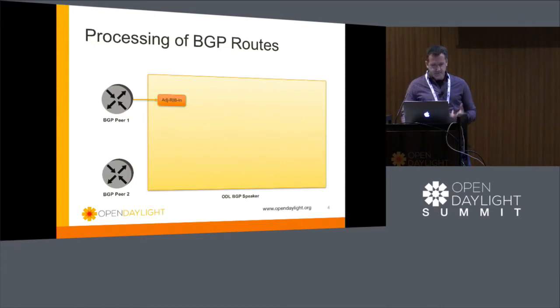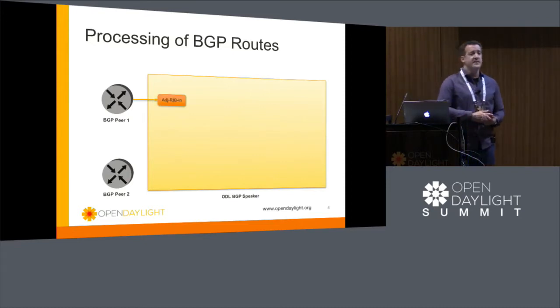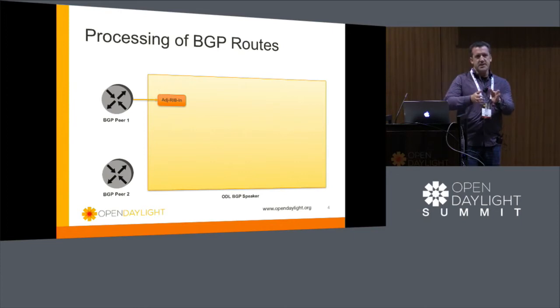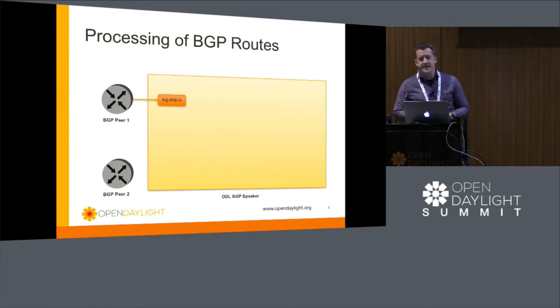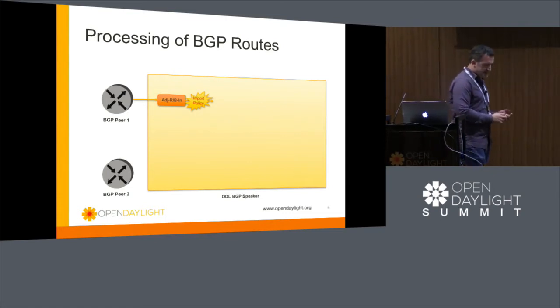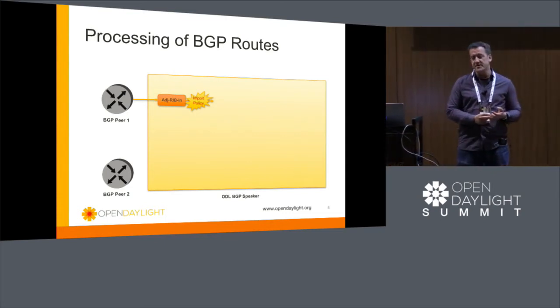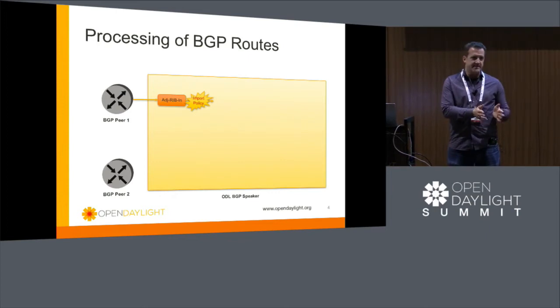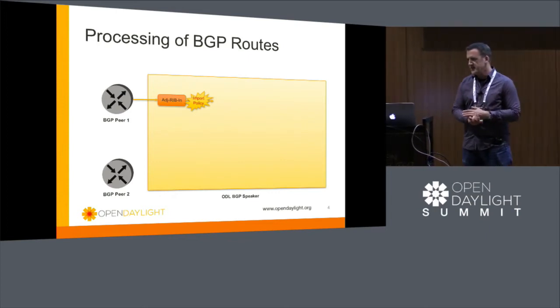So for each BGP peer you will have an adjacent rib. This is absolutely standard BGP stuff that all routers do. The adjacent rib has every route you've learned from that peer. You apply an import policy. Now in OpenDaylight, the import policies aren't programmable. They're very basic in terms of, is the route basically legal? Does it have our own AS in, that sort of thing.